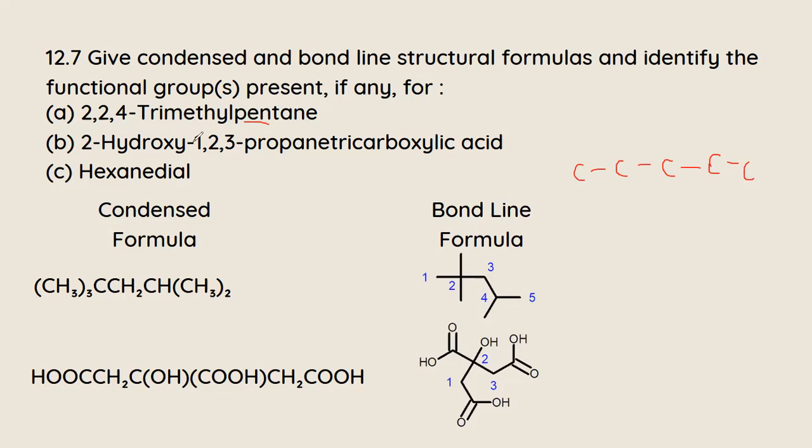According to this, it's 2, 2, and at the 4th position you have methyl groups. Let's assume we're going from left to right. So this is the first carbon, this is the second, third, fourth, and fifth. In this compound, the second carbon has two methyl groups attached to it. Then you also have the 4th carbon atom having a methyl group attached. So it's basically CH4.